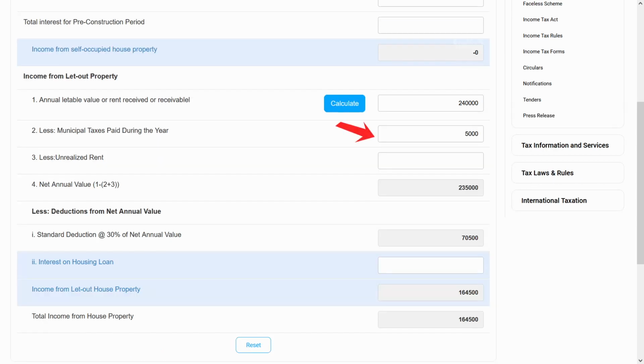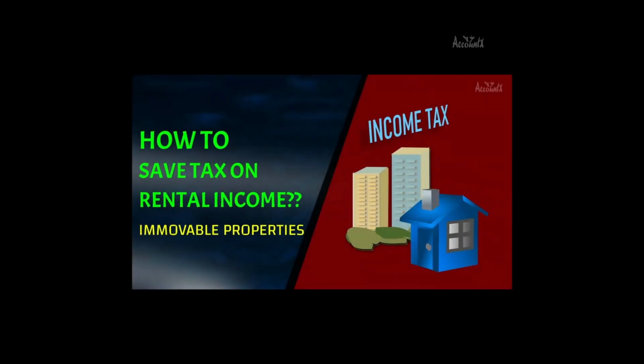And let's say the municipal taxes that you have paid for this house is 5k. So taxable rental income here is 1,64,500, on which you have to pay tax according to your tax bracket. If you would like to know more about computation of taxable rental income, what deductions you get and what you don't, you may watch this video, the link in the top right corner.